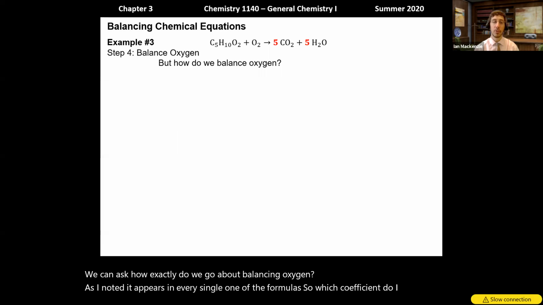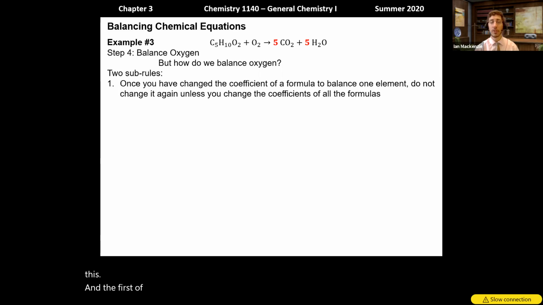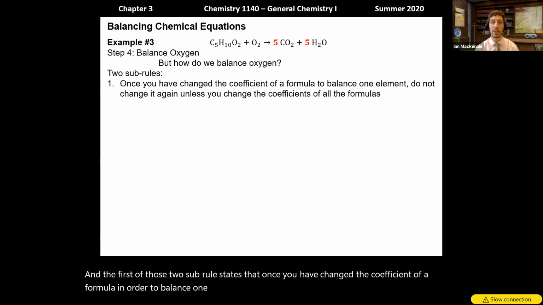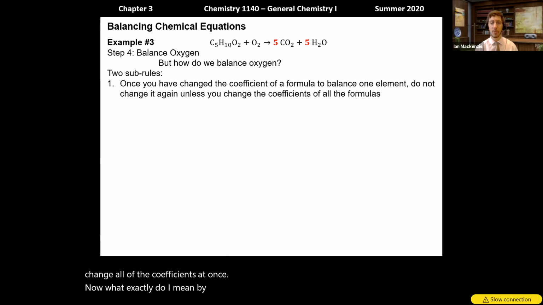And this brings us to our 2 sub-rules that may be very helpful when solving problems like this. And the first of those 2 sub-rules states that once you have changed the coefficient of a formula in order to balance one element, do not change that coefficient again unless you change all of the coefficients at once. Now, what exactly do I mean by that? When would we change all of the coefficients at once? We'll get to that in a moment.